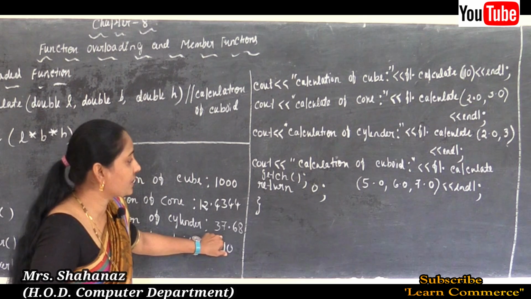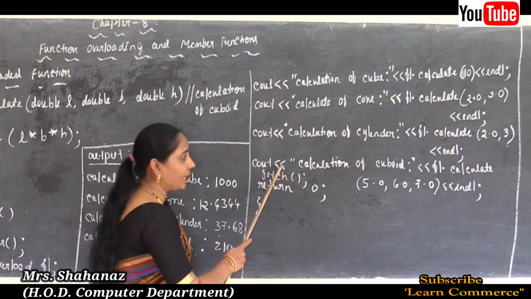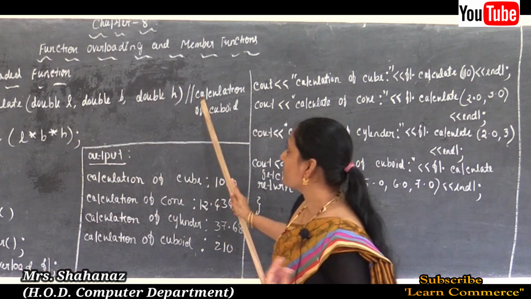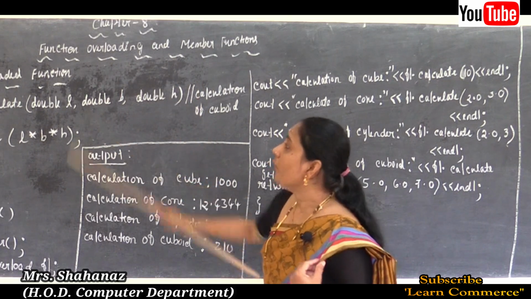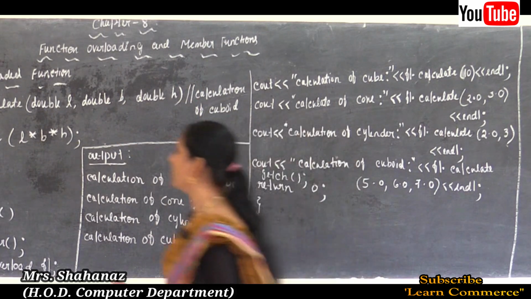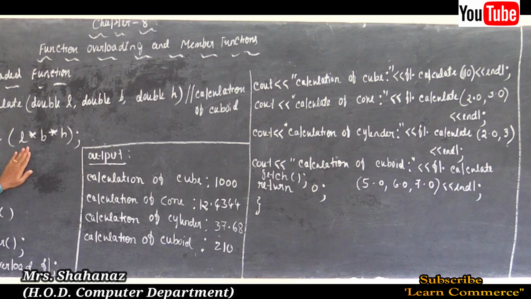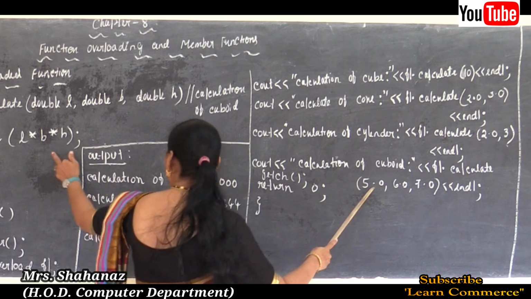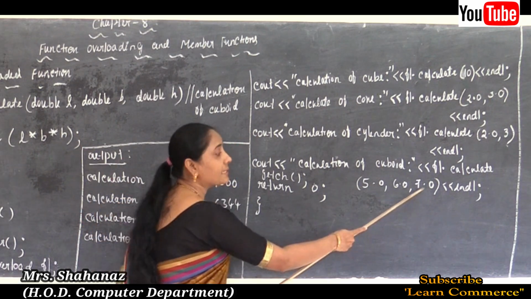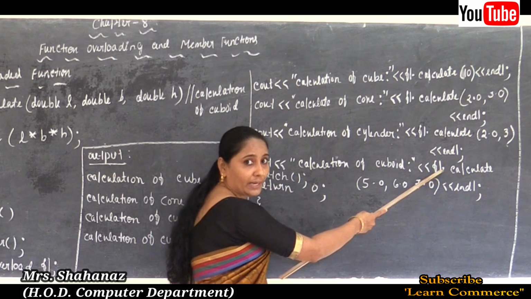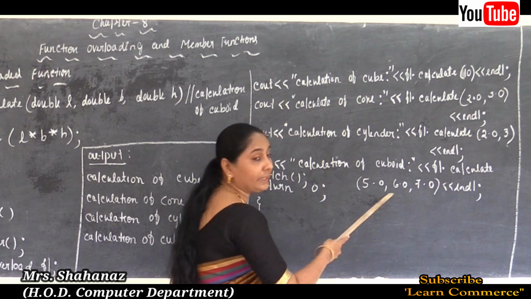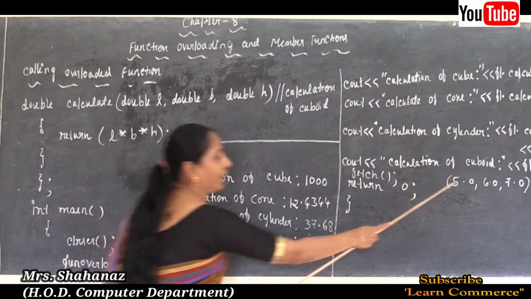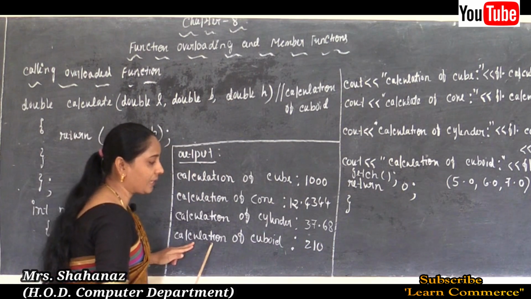Okay, 37.68, and after that the last calculation is for the cuboid, and in the case of the cuboid we need to use 3 arguments. So because of this reason we need to give some value to L, B and H here. The value for L is 5, B is 6 and H is 7 here. So the object is going to access the function, taking the value for each of L, B and H, and finally it returns the value for the cuboid as 210.